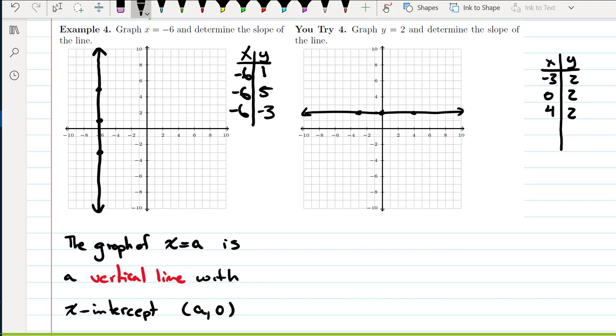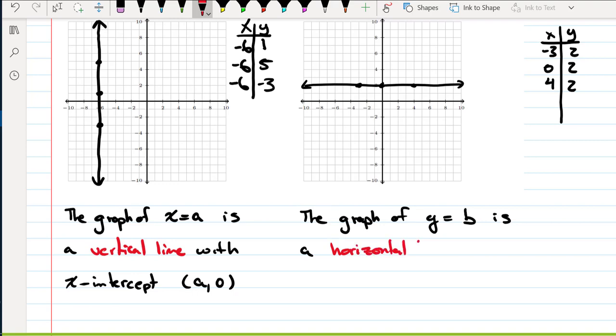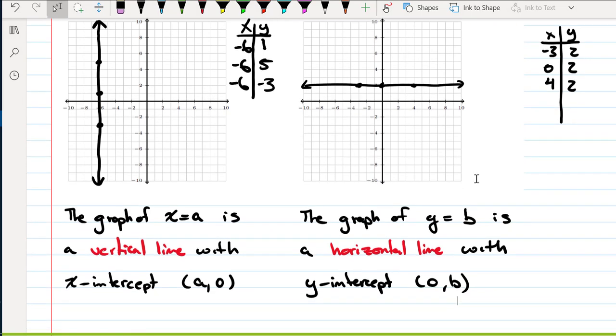So once again, the graph of y equals b is a horizontal line with y-intercept (0, b).